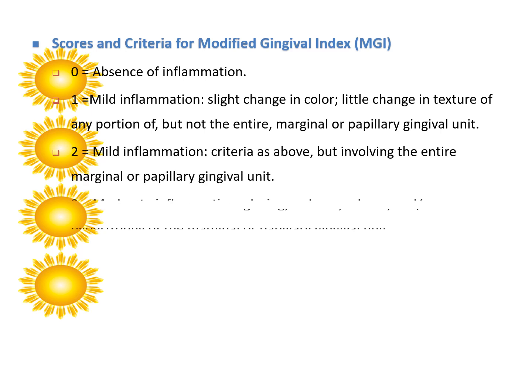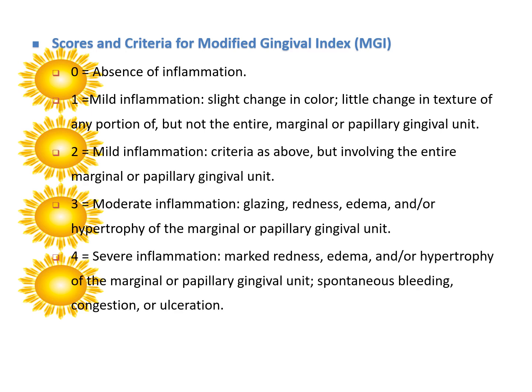And the next index is the modified gingival index. What is modified gingival index? Just now we have seen the gingival index. In what way it differs from gingival index, we are going to see. There in gingival index, 0 is not included, that is absence of inflammation. Here 0 is absence of inflammation, and mild inflammation is split into 2, score 1 and 2. There only one mild inflammation was given.